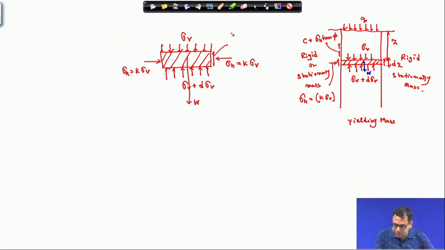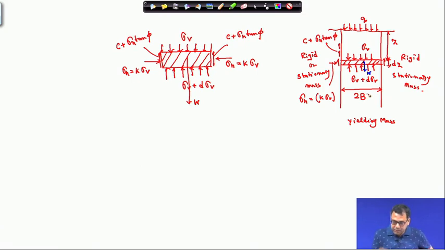So this value will be c plus sigma h tan phi, and this side also there will be the same stress, c plus sigma h tan phi, which is the shear plane. The width of this trench is 2b.